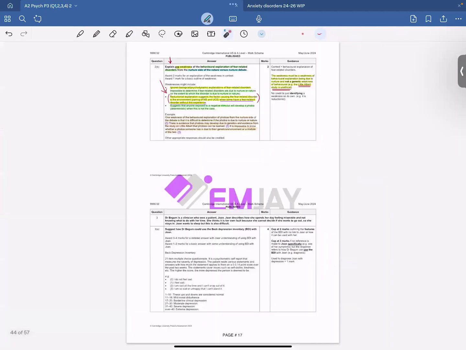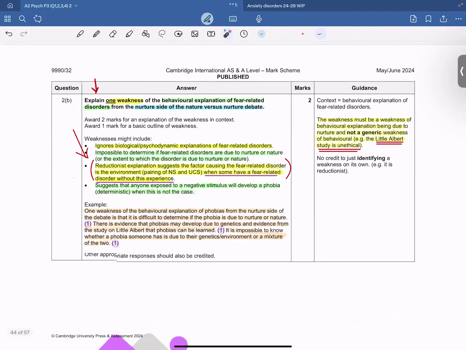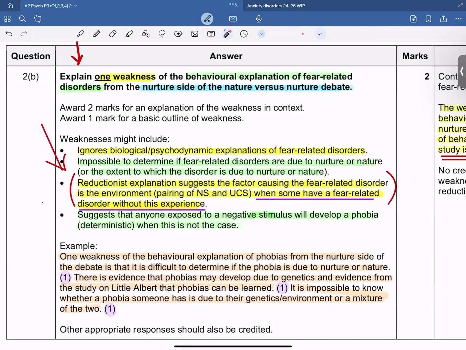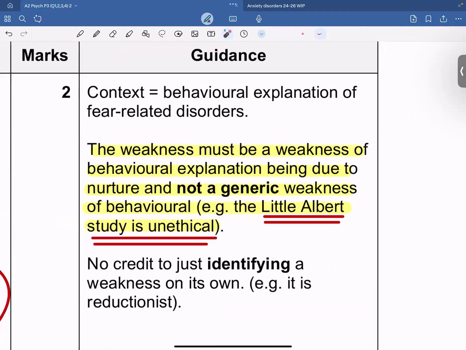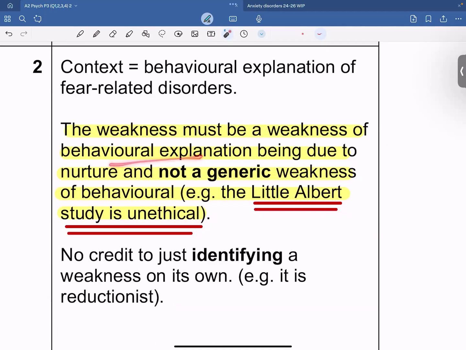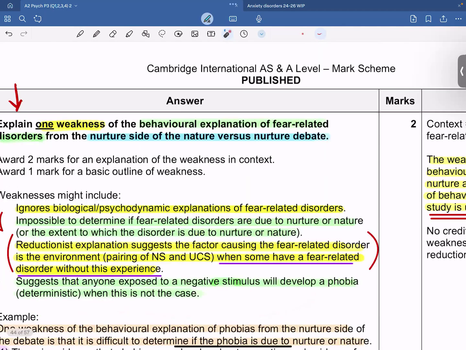Quickly moving on to the B part of this question. Explain one weakness of the behavioral explanation of fear-related disorders from the nurture side of the nature versus nurture debate. Having a look at this, the weakness must be a weakness of the behavioral explanation being due to nurture and not a generic weakness of behavior. Example, the Little Albert study being unethical, right? So, yes, you want to write a weakness, make sure that the weakness you are writing is a weakness of the behavioral explanation in line with the nurture side of the debate, right? That is what is important.